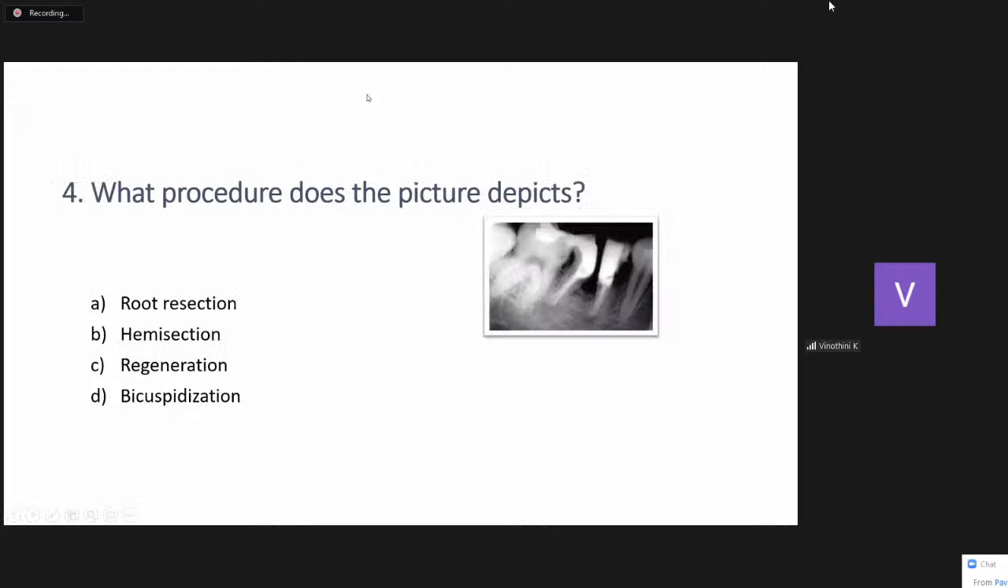And what is this procedure in the picture? Any guesses, guys? It's very easy. Root resection, hemisection, regeneration, bicuspidization. This is one particular tooth which is divided into two portions. They have removed the middle portion.